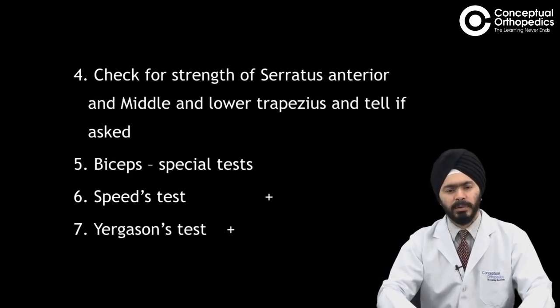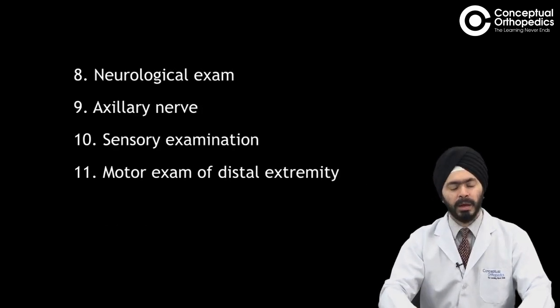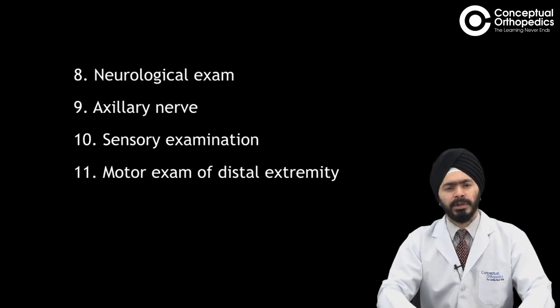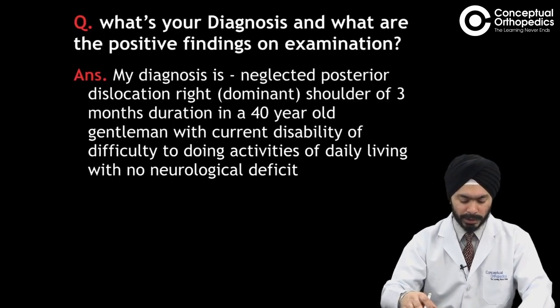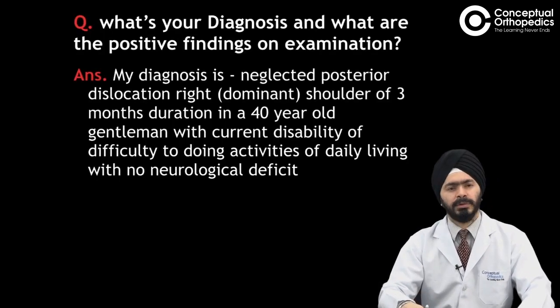Special tests you can do for biceps if there is biceps tendinitis. Speed's test, Yergason's test would be positive. Complete your examination by doing a sensory examination and motor examination of the distal extremity. Always look for axillary nerve palsy symptoms, because in any dislocation axillary nerve palsy may be present along with the dislocation. So at the end of your examination, you'll be again asked to spell out your diagnosis.